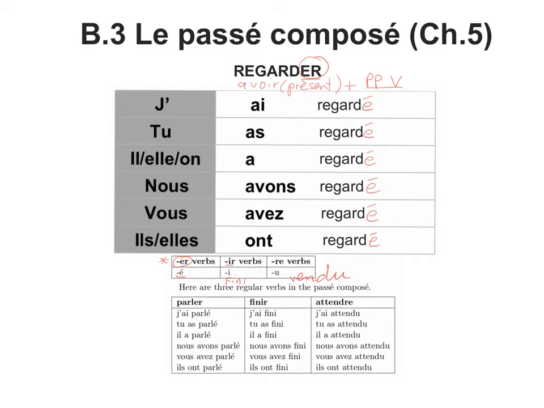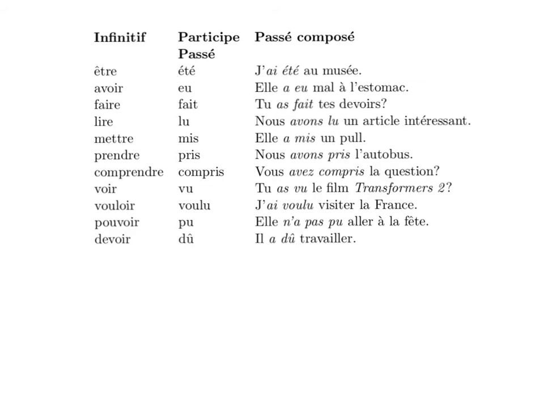But unfortunately, you have a lot of verbs that are irregular, and so you will need to memorize them by heart. So here you can see a couple of those irregular verbs that we've used already in this course. So être will do été, avoir, eu, faire, fait, lire, lu, mettre, mis, prendre, pris, comprendre, compris, voir, vu, vouloir, voulu, pouvoir, pu, devoir, dû. And don't forget the accent circonflexe.